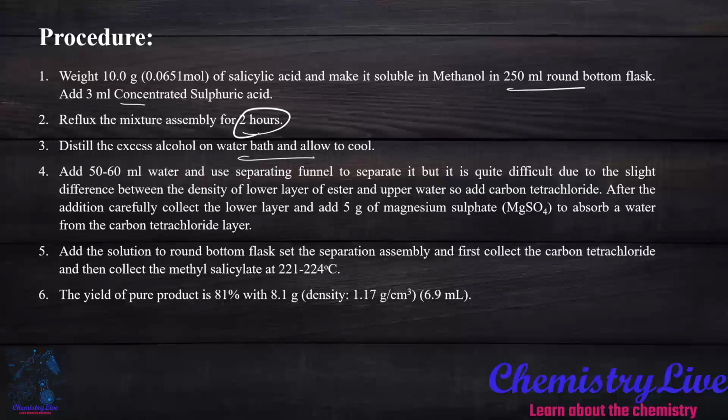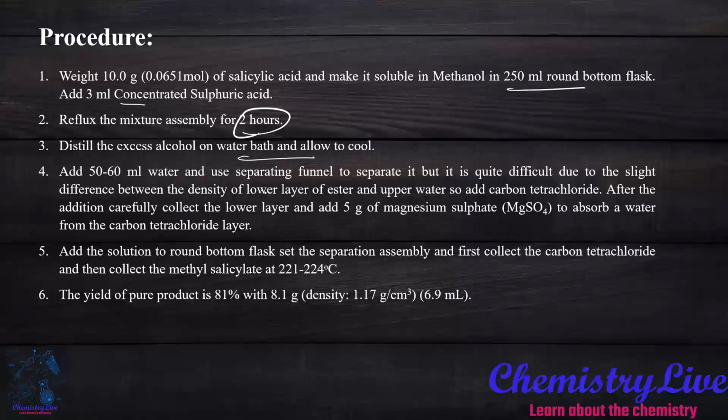Add 50 to 60 ml of water in a separating funnel and separate it out thoroughly, because it's difficult to separate that kind of stuff. We need to add carbon tetrachloride because the densities of the ester layer and the water layer are very near. That's why we have to use carbon tetrachloride to separate it in a good manner.